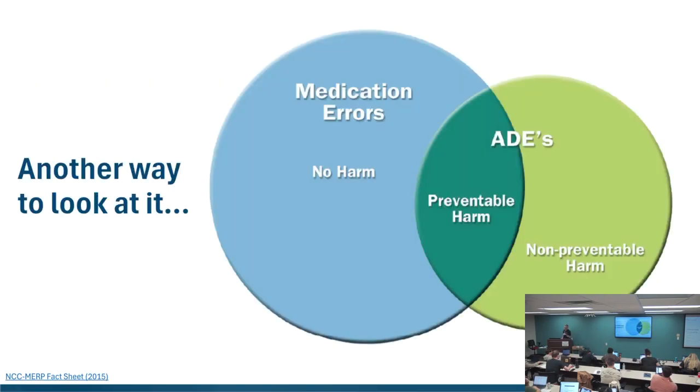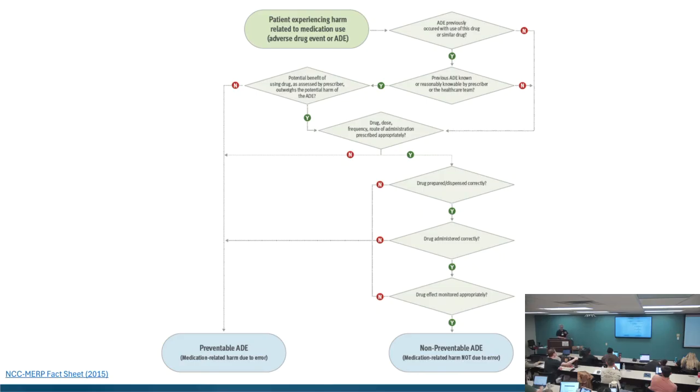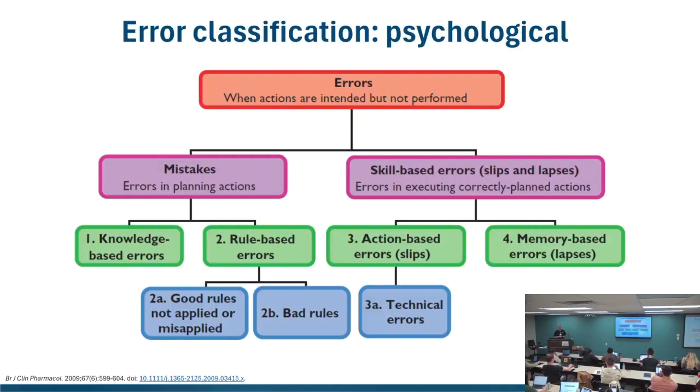All right, so the other one wasn't quite a Venn diagram, but this one is a Venn diagram of errors, ADEs, no harm, non-preventable harm, and then preventable harm in the middle. So now, this is another way to represent it. This is the same chart, but answering yes or no questions. This is what they call a flow chart. It might be a little bit easier for you all as you're going back through it to distinguish between the things.